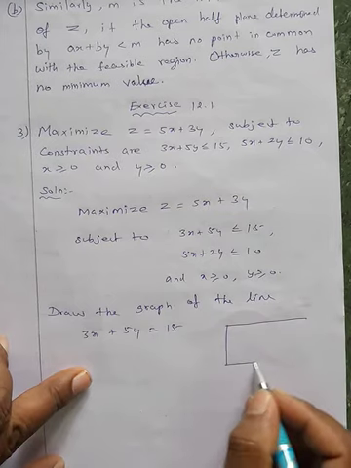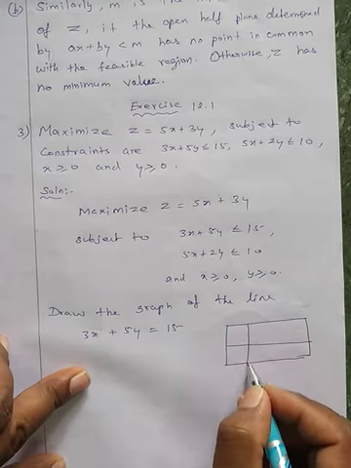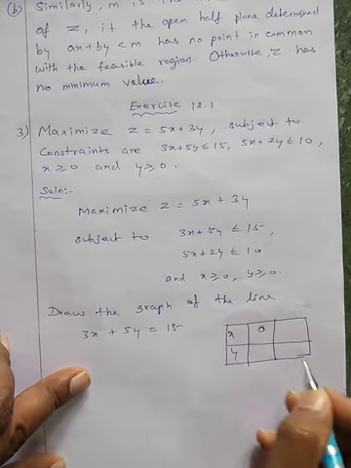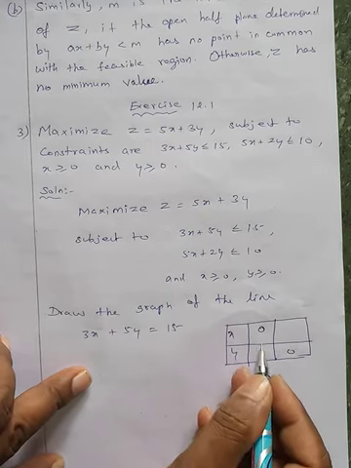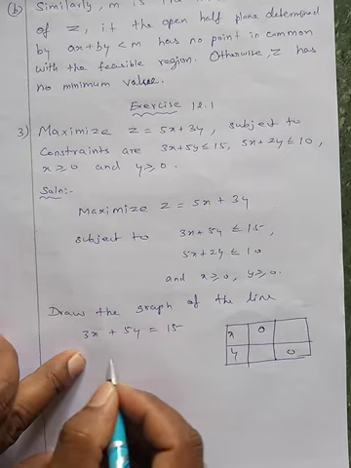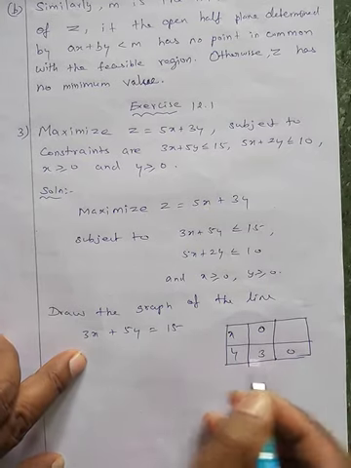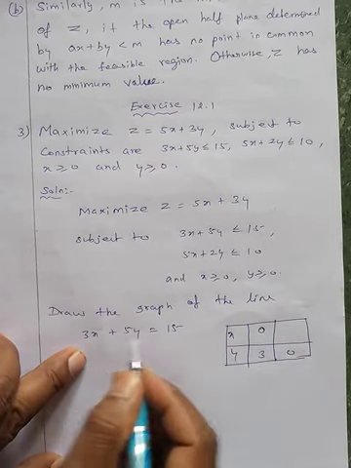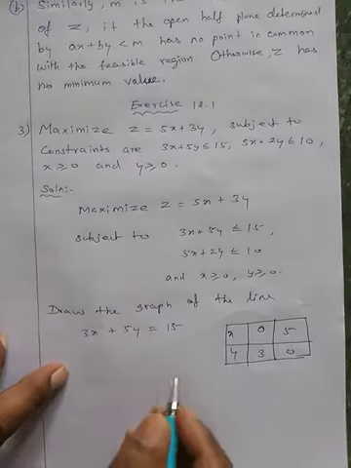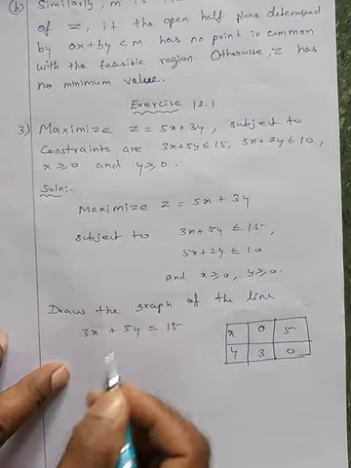If the straight line is not passing through the origin, take two values: one value x is equal to 0, another value y is equal to 0. If x is 0, then 5y is equal to 15, then y is equal to 3. If y is equal to 0, 3x equal to 15, then x is equal to 5. These are the 2 points of the line. Using these 2 points, we can draw the graph of this line.